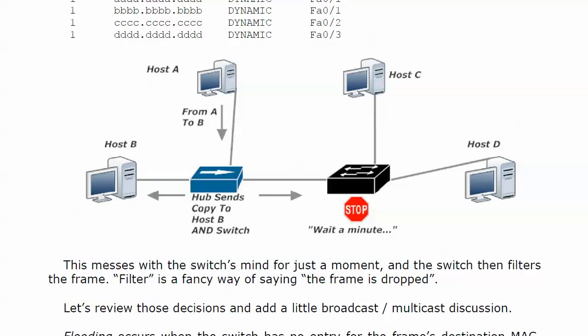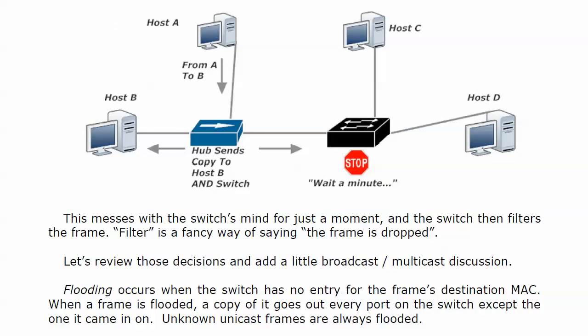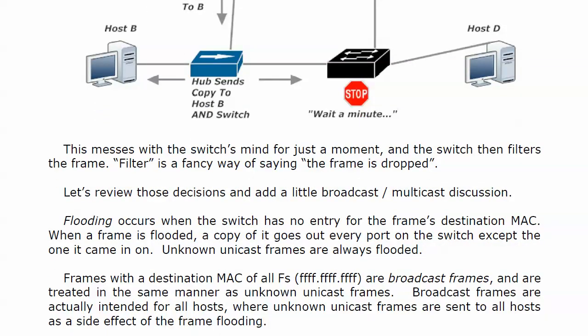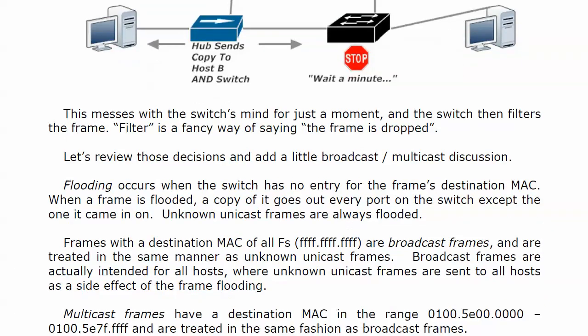Now, I want to review these decisions with you and add a little bit of broadcast and multicast discussion to go with it. Flooding occurs when the switch has no entry for the frame's destination MAC. And when a frame is flooded, a copy of it goes out every port on the switch except the one it came in on. Unknown unicast frames are always flooded. Now, frames with a destination MAC of all Fs, and they could be lowercase f's, uppercase f's, doesn't matter, are broadcast frames, and they're treated in the same manner as unknown unicast frames. Broadcast frames actually are intended for all of our hosts, and unknown unicast frames are sent to all hosts as a side effect of the frame flooding.